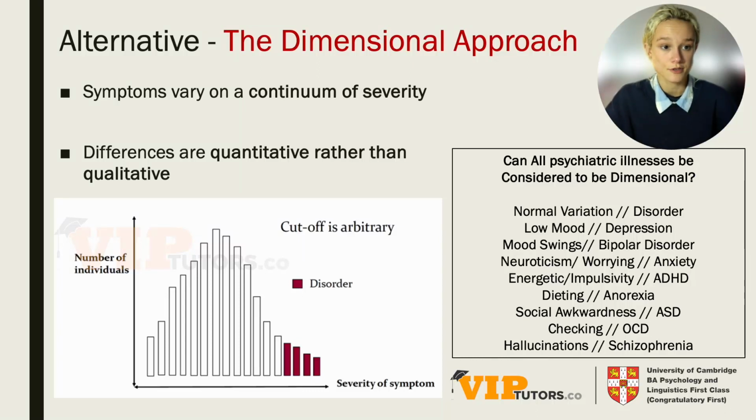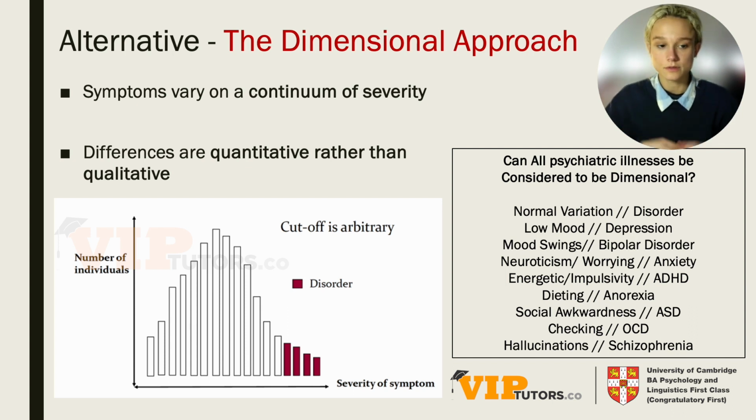The dimensional approach is the main alternative to the categorical approach. So essentially, instead of seeing symptoms as a feature of a psychiatric illness, so, let's say depression: sadness, fatigue, hopelessness, feelings of suicide. Instead of thinking of those clusters as signs of depression, the dimensional approach instead perceives symptoms on a continuum.